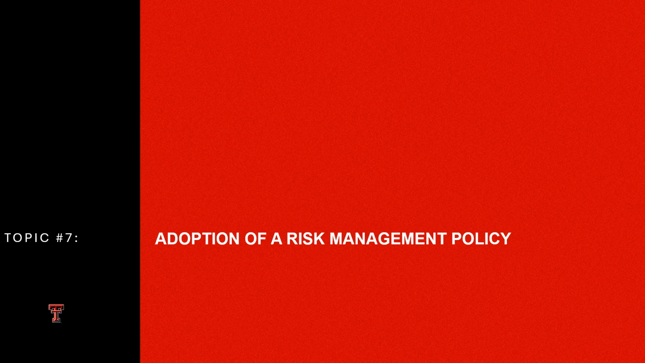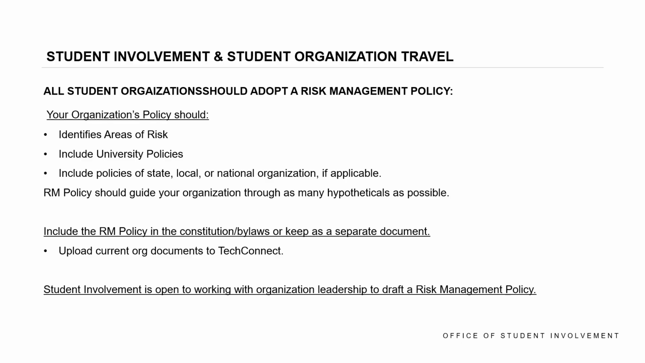Topic 7. Adoption of a risk management policy. Ultimately, each organization should adopt a risk management policy not only to protect Texas Tech University, but to also protect your organization and its members. The organization's constitution and bylaws is a great place to develop your risk management policy. A risk management policy identifies possible areas of risk for the student organization, such as travel, sexual assault, student behavior and misconduct, and any other topic that we've reviewed here today in this training.